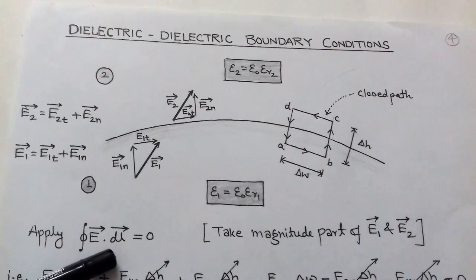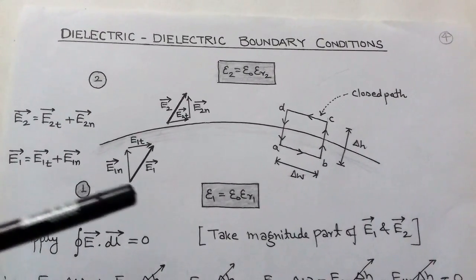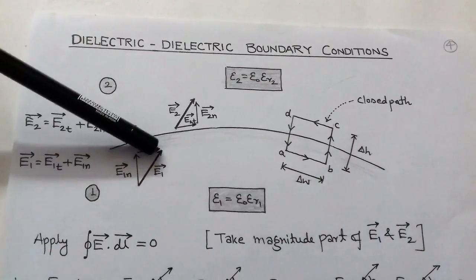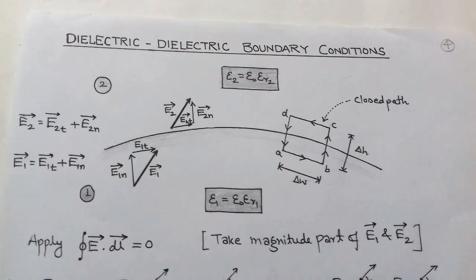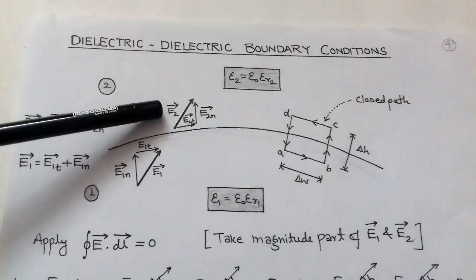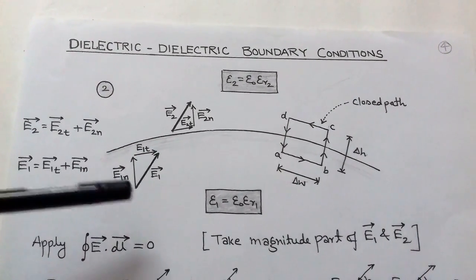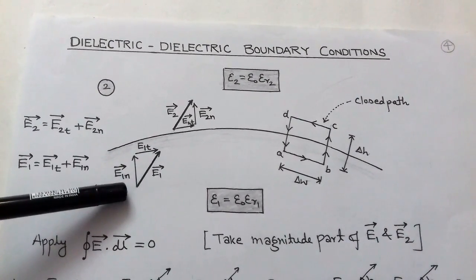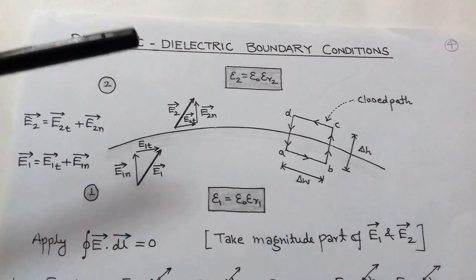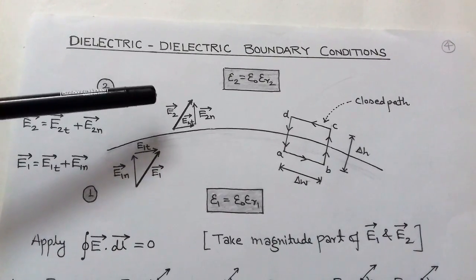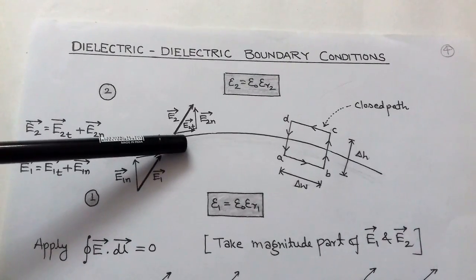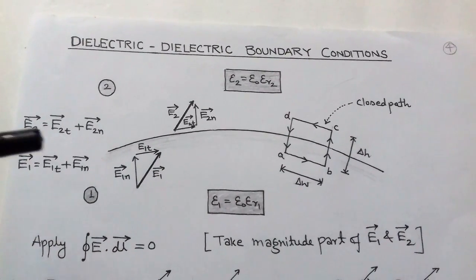Now we take an electric field directed from region 1 to region 2. In region 1 we call the electric field E1 and in region 2 we call it E2. Similarly, E1 has two components, a normal component E1n and a tangential component E1t. Similarly, E2 also has a normal component and a tangential component.